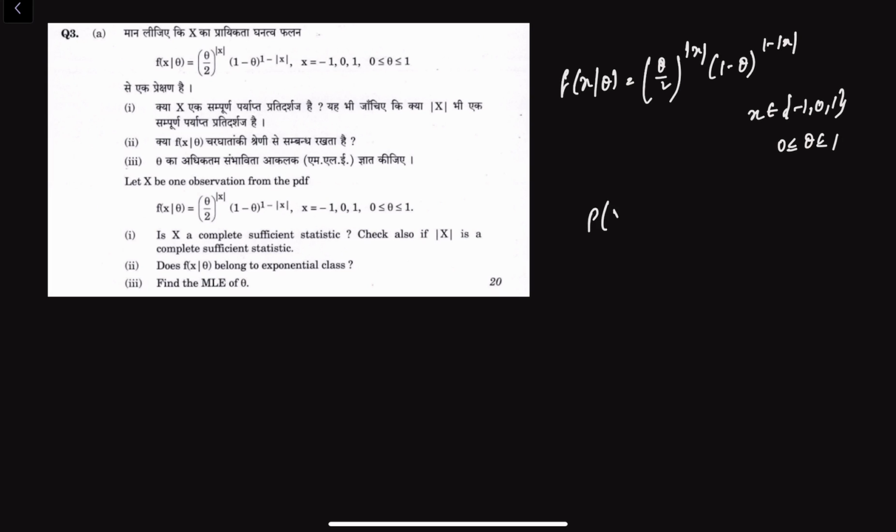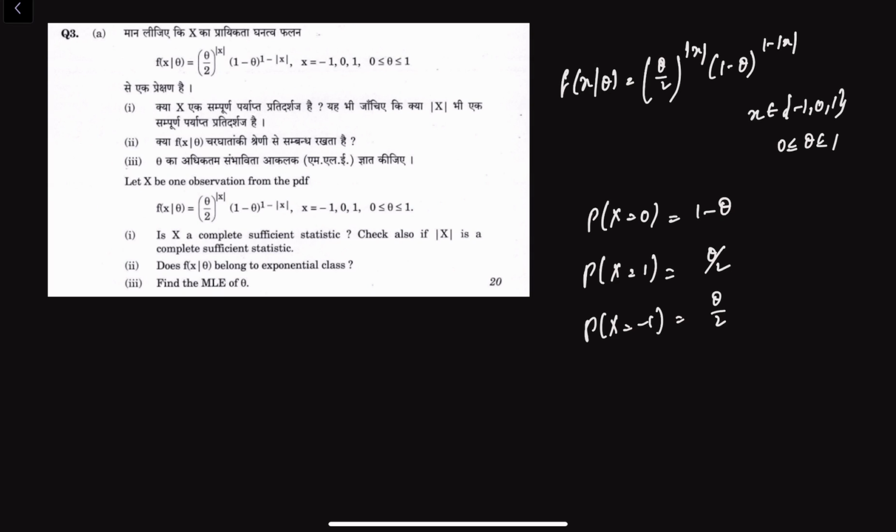So f of x given theta here is (theta by 2) to the power mod x into (1 minus theta) to the power 1 minus mod x, and x belongs to minus 1, 0 and 1, with 0 less than or equal to theta less than or equal to 1. So probability of x equals 0 is nothing but 1 minus theta. Probability of x equals 1 is theta by 2, and probability of x equals minus 1 is also theta by 2. Therefore, probability of mod x equals 1 is theta. So now, first, we need to check whether x is a complete sufficient statistic.